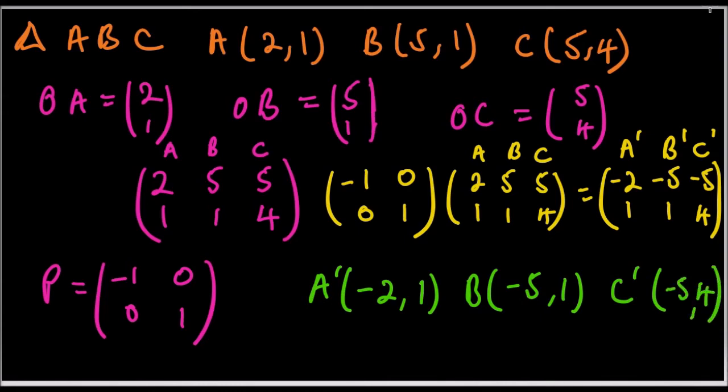Now what we do next is to plot these two triangles and see the relationship between triangle ABC and triangle A'B'C'. Then we'll be able to describe whether there is any transformation, and if there is any, then we'll be able to describe that transformation.